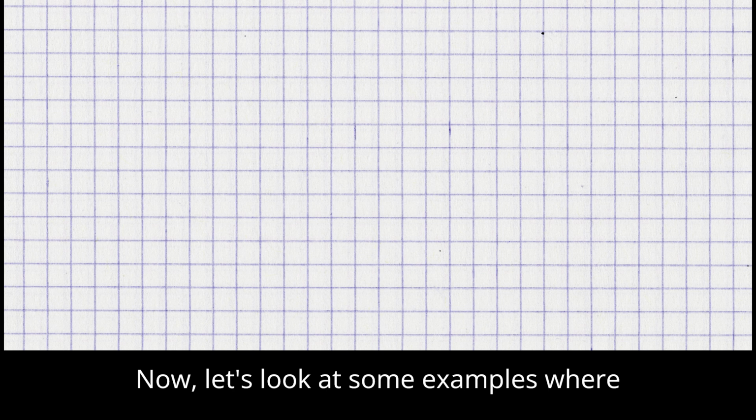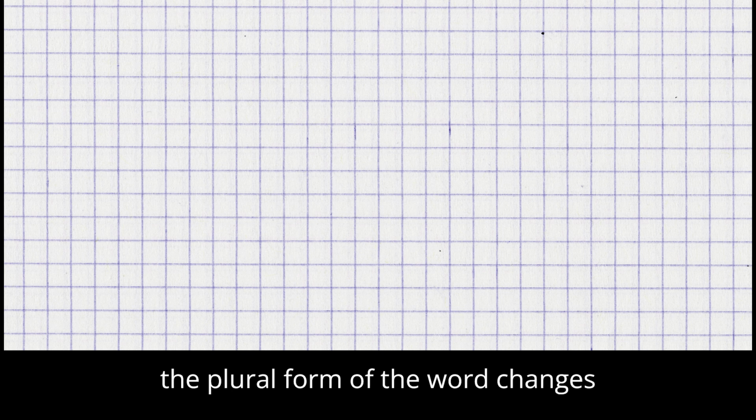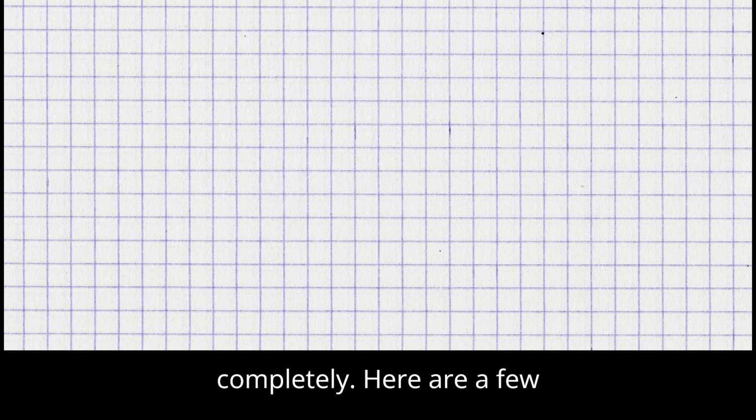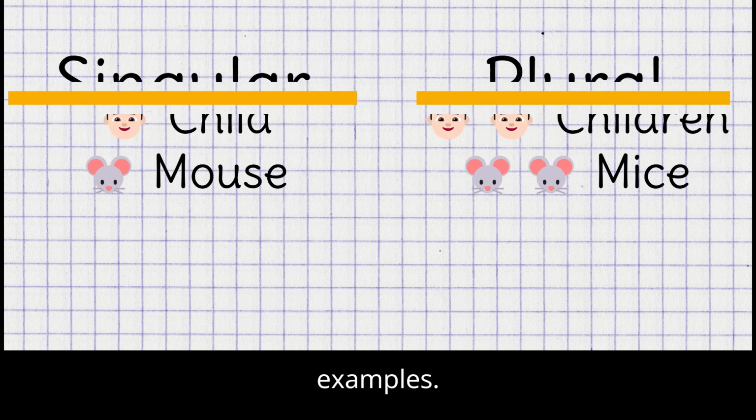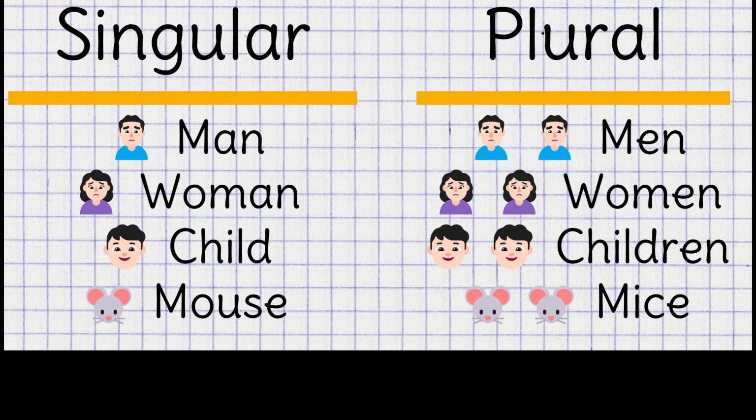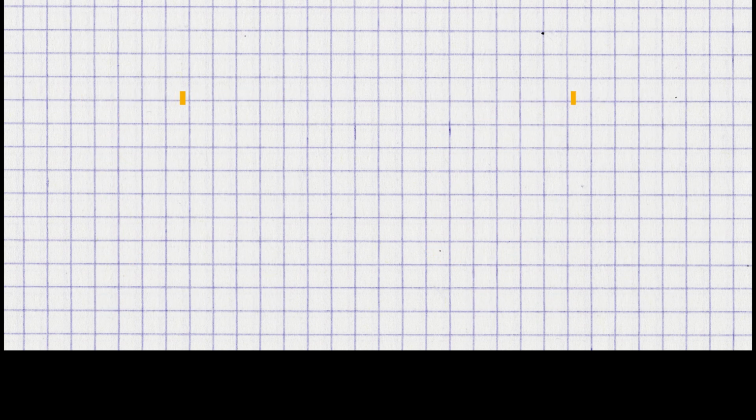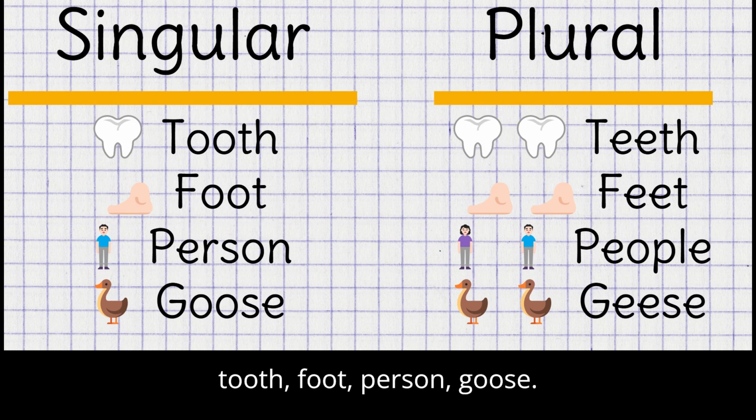Now, let's look at some examples where the plural form of the word changes completely. Here are a few examples. Singular: man, woman, child, mouse. Plural: men, women, children, mice. Singular: tooth, foot, person, goose. Plural: teeth, feet, people, geese.